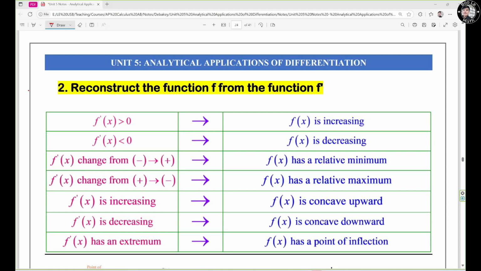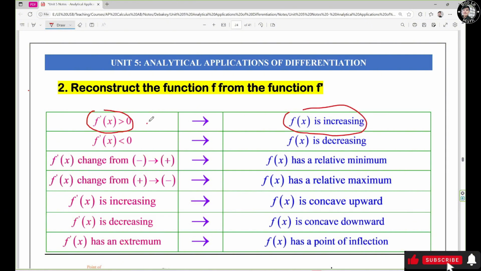Hello everyone, in this video we're going to explore topic 5.8, 5.9 part B, reconstruct the function f from the function f prime. In order to do that you need to understand the following. If f prime of s is greater than 0, then the function f of s is increasing. If f prime of s is less than 0, the function f of s is decreasing.